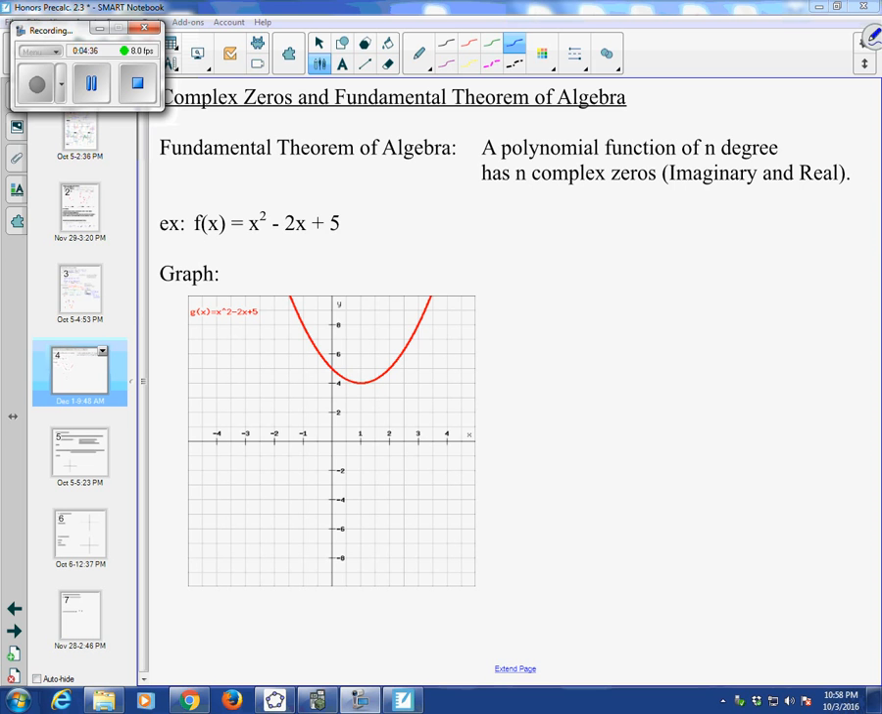One way we might think about this is, what multiplies to give us 5 and adds to give us 2? Of course, there's nothing that can multiply to give us 5 and add to give us 2, and that's one way we can see that we can't factor this. So right here, what we can do is find those zeros with the quadratic formula.